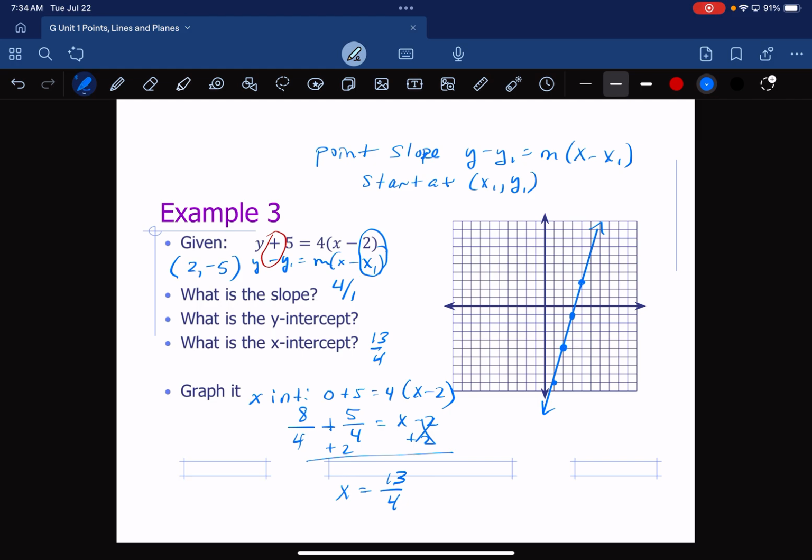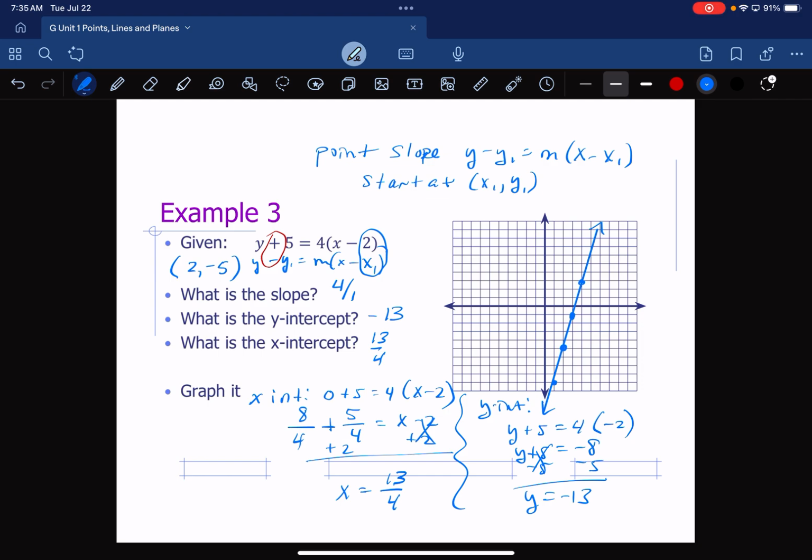Then for our y-intercept, we're going to make the x value 0. So I'm going to write y plus 5. Here's our y-intercept. y plus 5 equals 4, and then 0 minus 2 is just negative 2. So 4 times negative 2 is negative 8. And subtract 5 more. Yeah, negative 13 for the y-intercept on that. Okay.